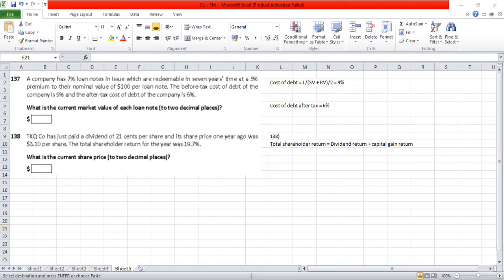So when they have 19.7% return, this can be written as 19.7 percent on this side is equal to, on the other side, the dividend return, which can be calculated as 0.21 divided by 3.10, plus the difference in the price, the capital gain, divided by 3.10. Both of them have the same denominator.